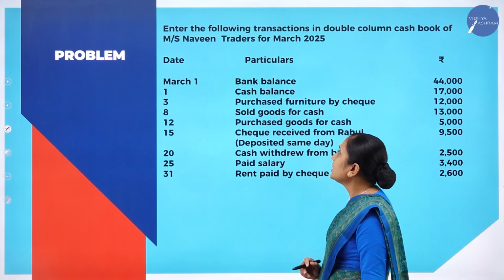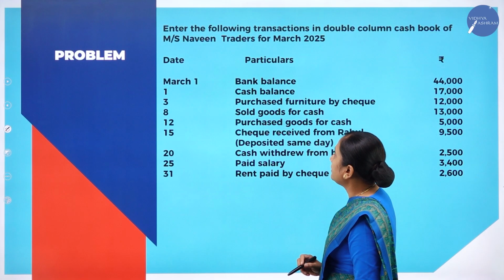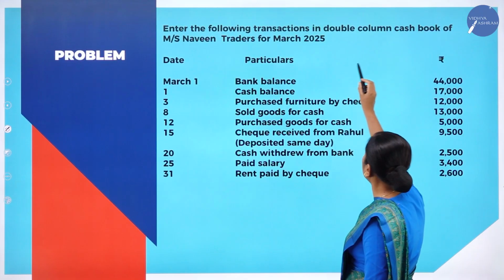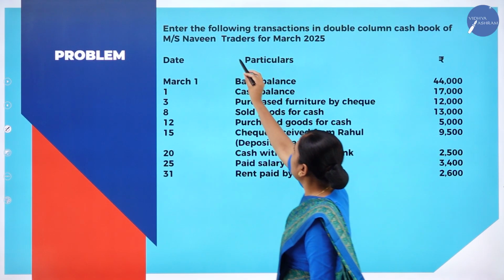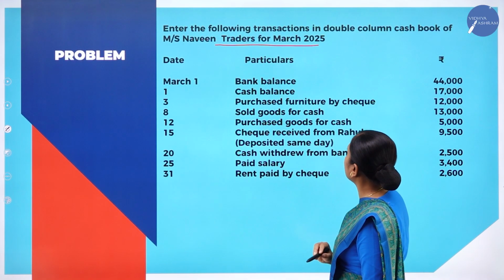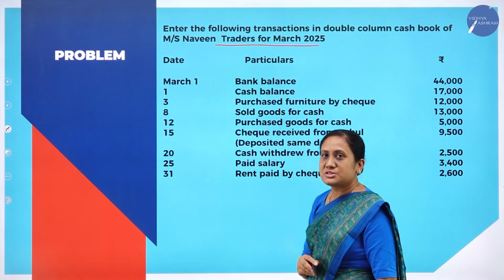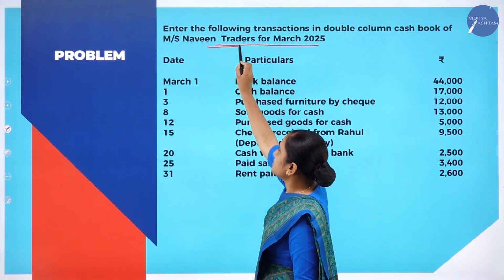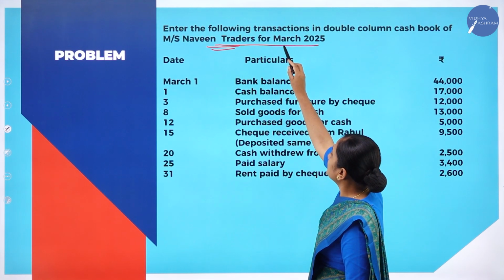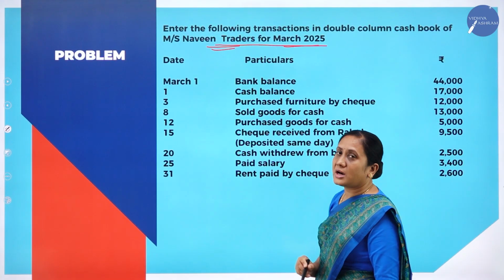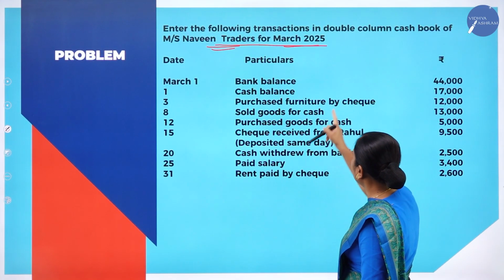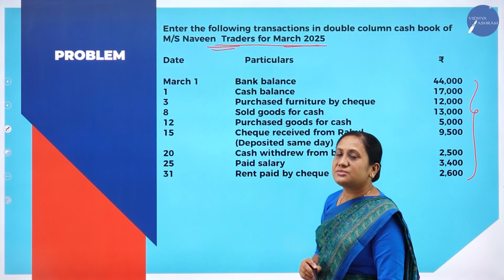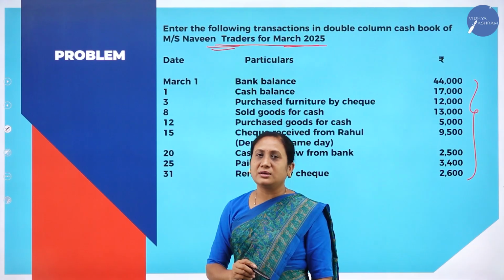Moving further, we will see the problem on the double column cash book. Enter the following transactions in double column cash book of Messrs. Naveen Traders for March 2025. What have they asked us to prepare? They have asked us to prepare double column cash book of Messrs. Naveen Traders for the month of March 2025. They have given us a few transactions here, and looking into these transactions, we are supposed to prepare the double column cash book.